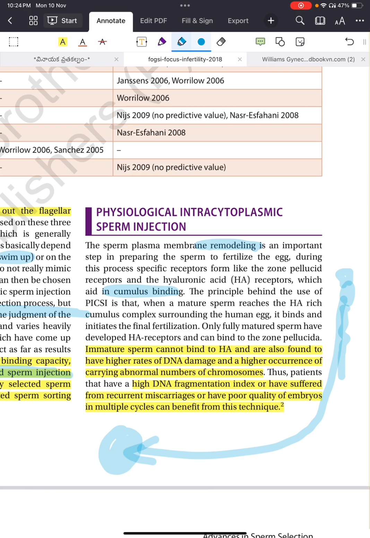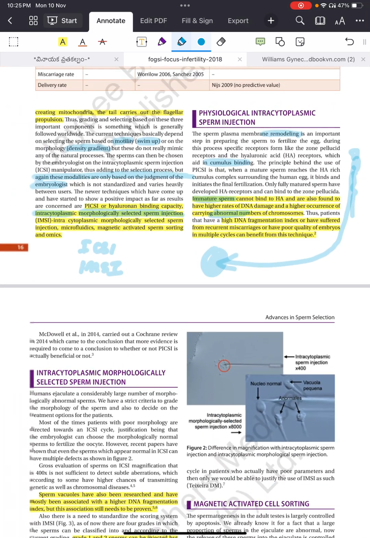So immature sperms cannot bind to hyaluronic acid and are found to have higher rates of DNA damage and a higher occurrence of abnormal number of chromosomes. If there are immature sperms, they can still go and bind to the ovum and form an embryo which has an abnormal number of chromosomes. Thus, patients have a high DNA fragmentation index, or have suffered recurrent miscarriage, or have poor quality embryos. For these people we can select good sperms, because we should not allow immature sperms to bind, right? So for them, selection and then going for fertilization is a very good option.